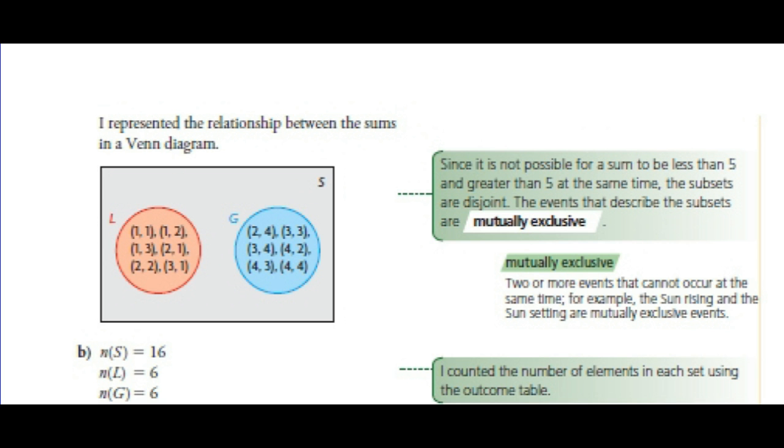Represent the relationship as a Venn diagram. So less than 5: a 1 and a 1, a 1 and a 2, a 1 and a 3, a 2 and a 1, a 2 and a 2, a 3 and a 1. That's it. Greater than 5: a 2 and a 4, a 3 and a 3, a 3 and a 4, a 4 and a 2. So what's left out of this diagram? 5s, right? So we'd have to list the 5s, right? So this is everything less than 5. This is a sum of 2 or 3 or 4, and this is a sum of 6 or 7 or 8.